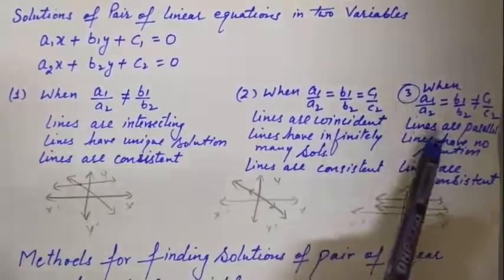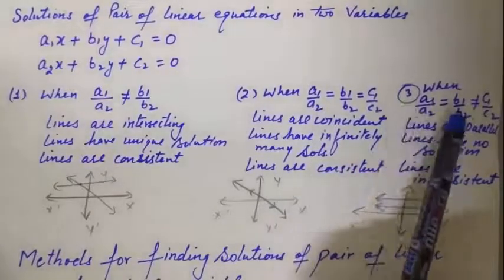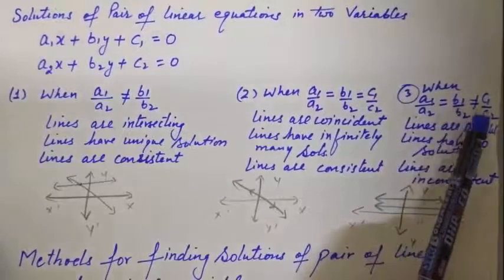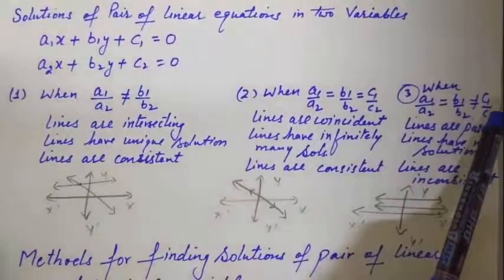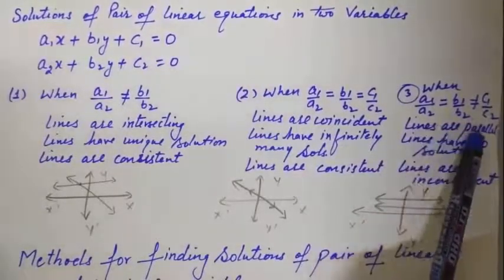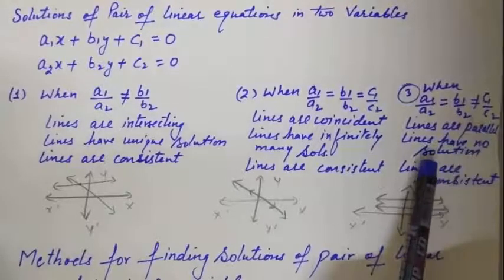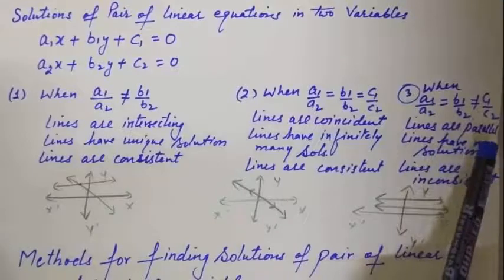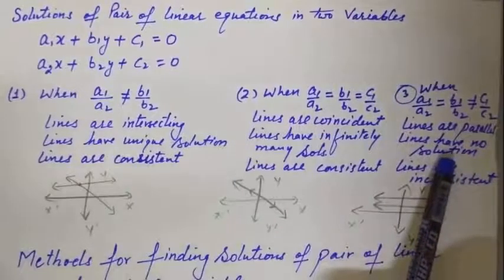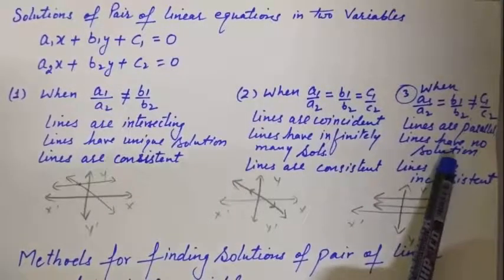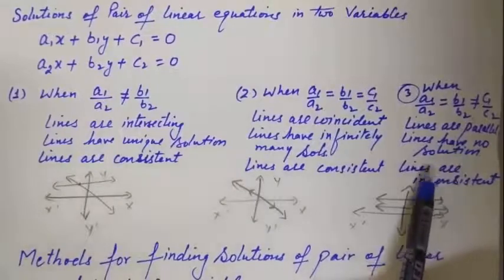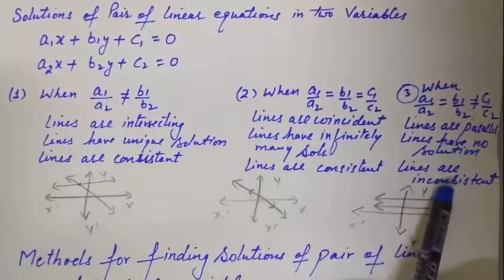In the third option, if a1 over a2 is equal to b1 over b2 but does not equal c1 over c2, then these lines are parallel. They will not meet anywhere when extended in the plane. So here there will be no solution, because the lines will not intersect anywhere, and this pair of lines is called inconsistent.